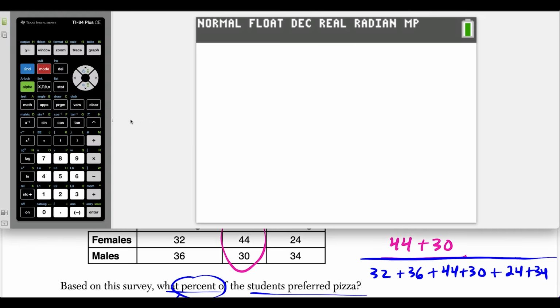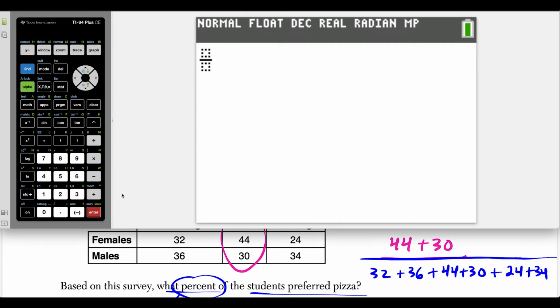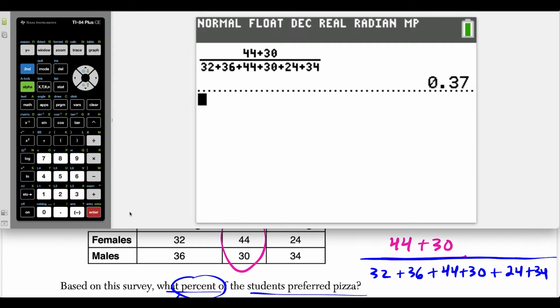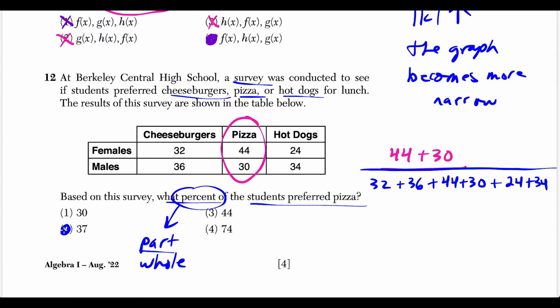So if you really want to be neat typing in your fractions, you could press alpha, y equals, and enter, and this pulls up a blank fraction. And now we can just type everything in. We have 44 plus 30 on top, and then we have this sum on bottom. So after we type everything in here, we can just press enter. And as a percent, 0.37 is 37%. If you really want to just turn it into a percent, just multiply your decimal by 100. And that's going to write your decimal as a percent. So 37% of the students prefer pizza. So we're going with choice 2.